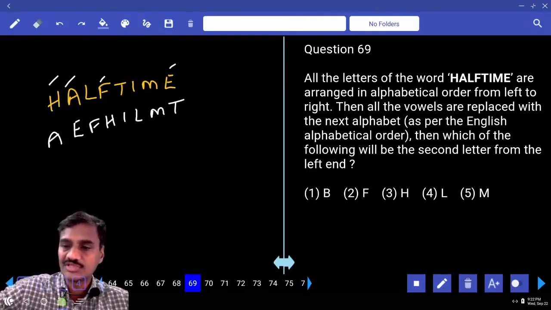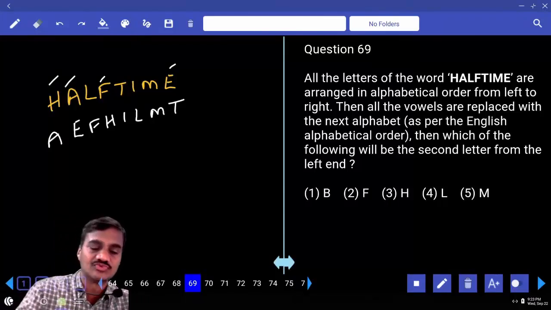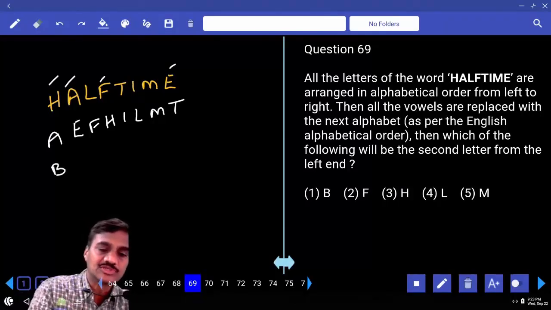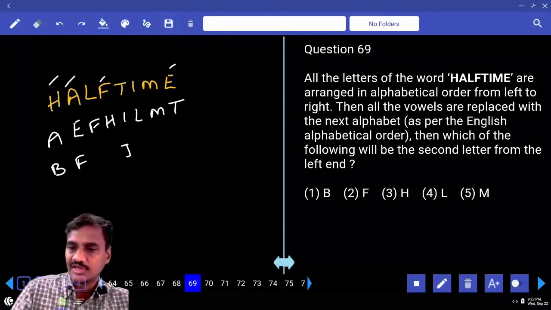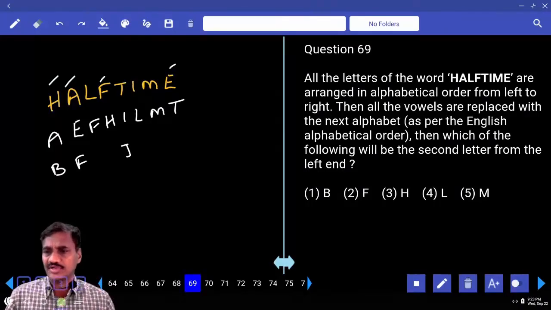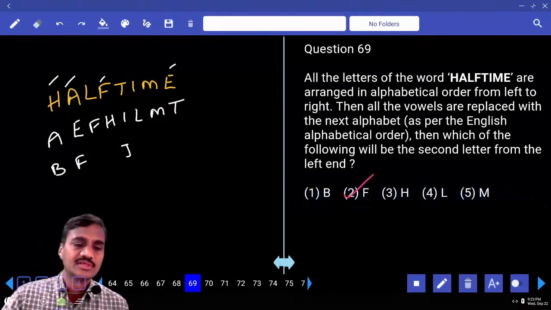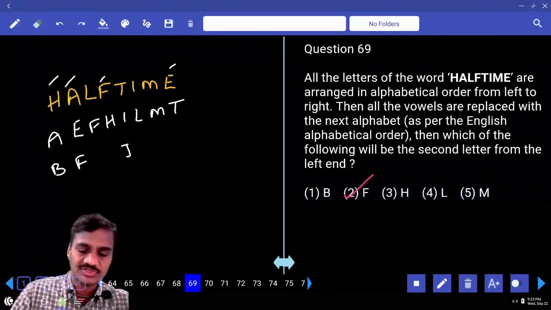Then all the vowels are replaced with the next alphabet. Vowel plus 1, A plus 1 B, E plus 1 F, and I plus 1 J, and all the consonants are replaced with the next alphabet. Then which will be the second letter from the left hand? Now tell me what is the second letter from the left hand here? F is the answer, that is the choice. Second from the left hand, choice, 69.